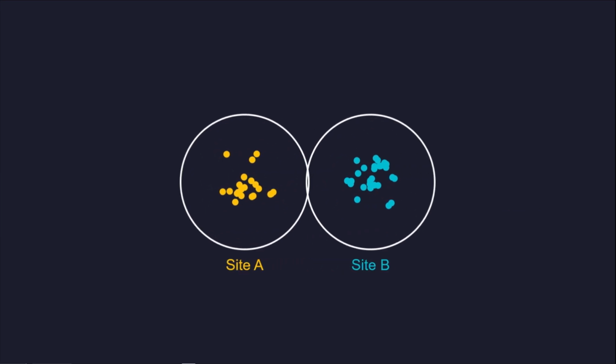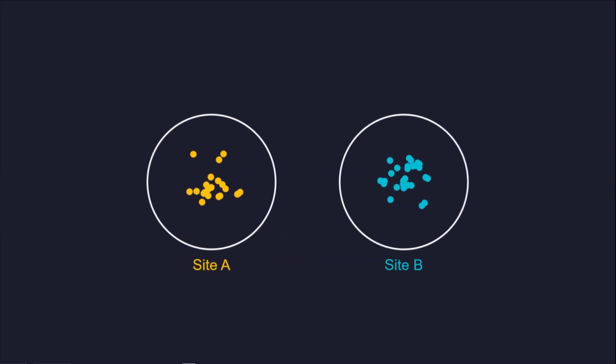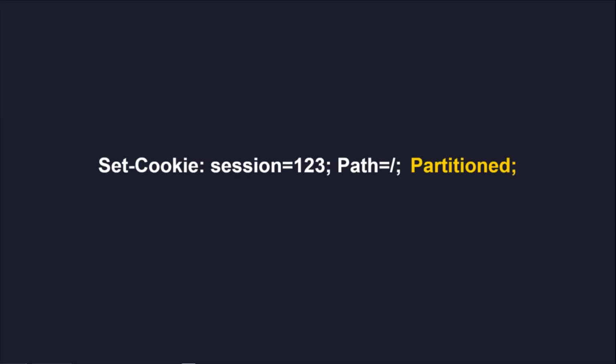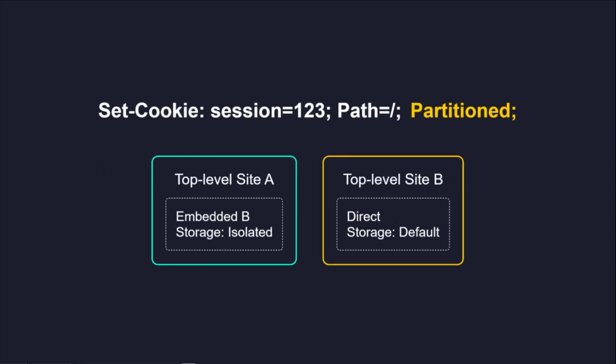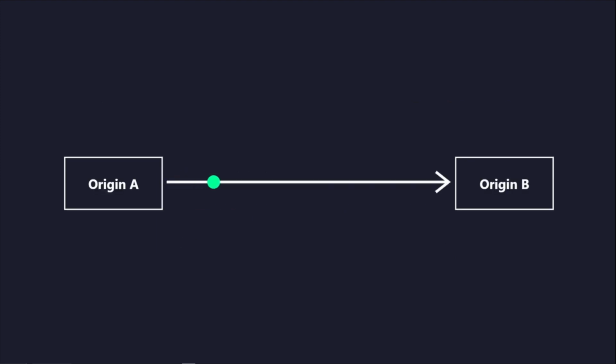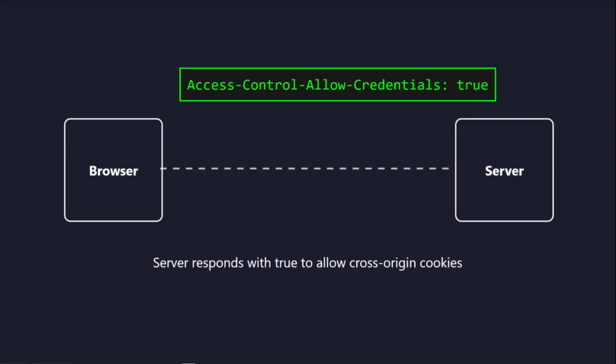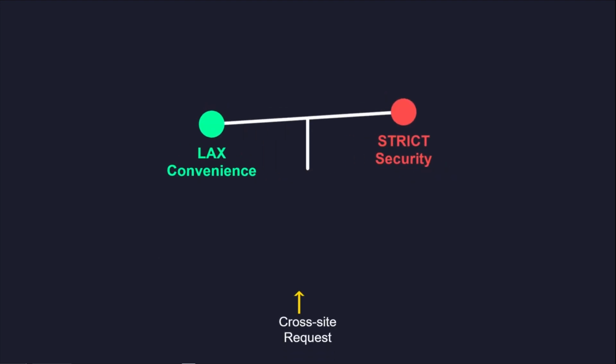The Partitioned attribute, or CHIPS, allows cookies to be stored in a separate jar for each top-level site. Add the Partitioned keyword to your Set-Cookie header to enable this storage isolation for embedded content. When making fetch requests, set the credentials property to include to ensure cookies are sent across different origins. Your server must respond with Access-Control-Allow-Credentials set to true to accept these cross-origin cookies.